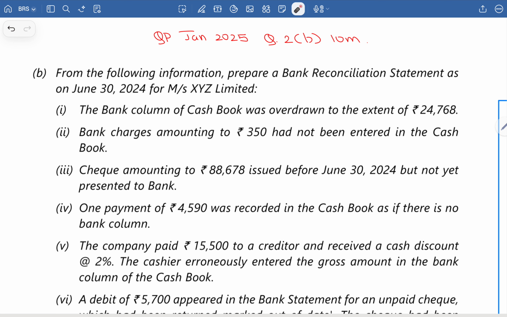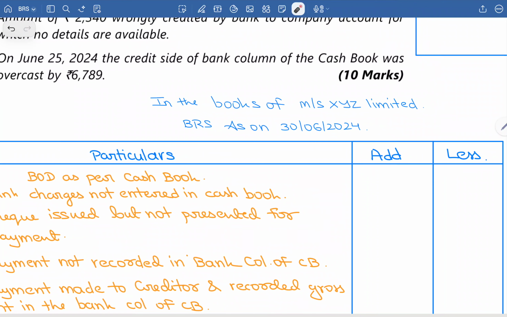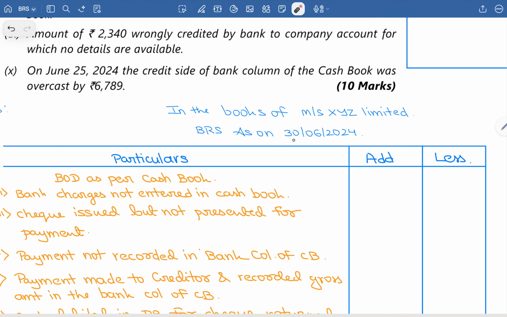XYZ Limited. The bank column of cash book, so cash book balance is already given, was overdrawn to the extent of 24,768. It means balance as per cash book, it is bank overdraft. So bank overdraft means it is a negative amount. So let us take the base amount. So heading will be in the books of Mrs. XYZ Limited, BRS as on 30th 6 2024.